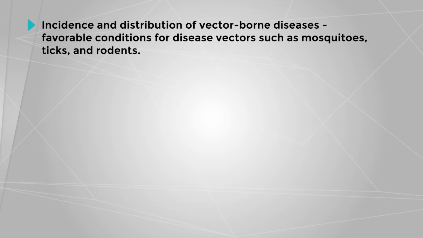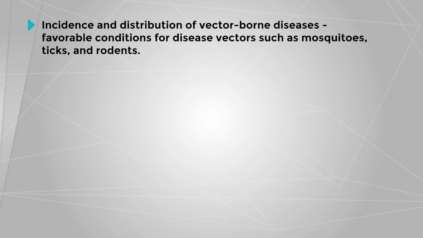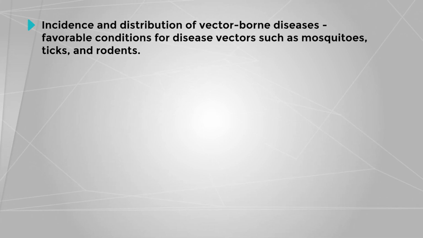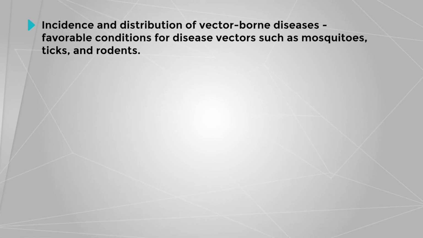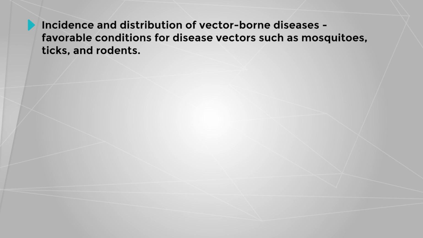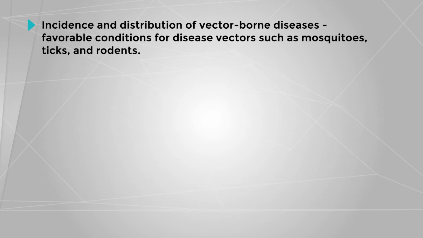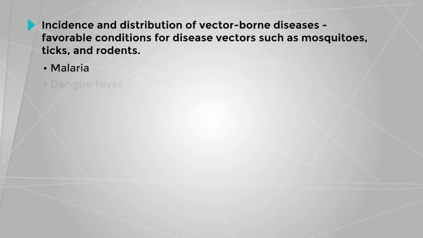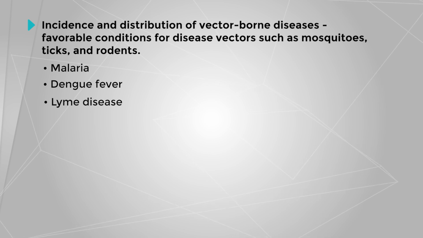Secondly, land use land cover change can affect the incidence and distribution of vector-borne diseases. Deforestation, for instance, disrupts ecosystems and can create favorable conditions for disease vectors such as mosquitoes, ticks and rodents. This increases the risk of diseases like malaria, dengue and Lyme disease.